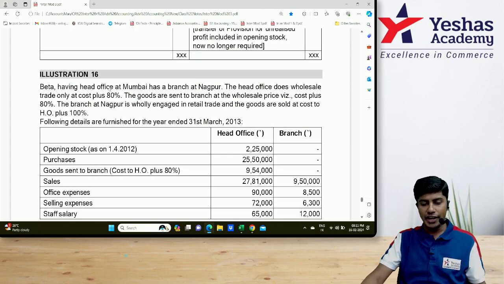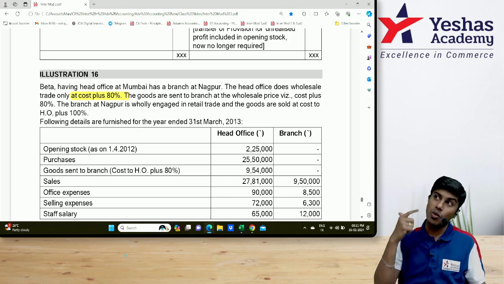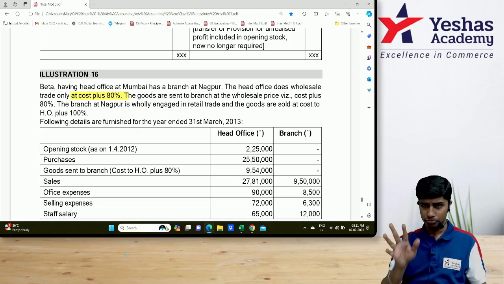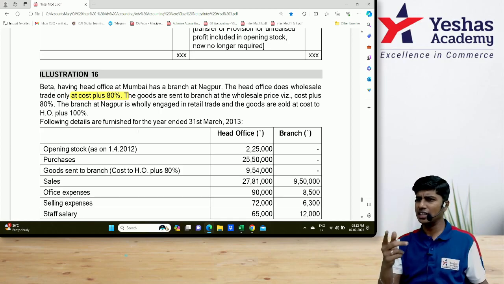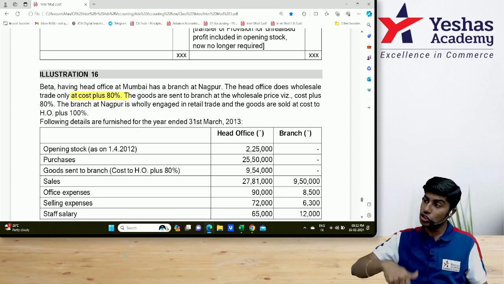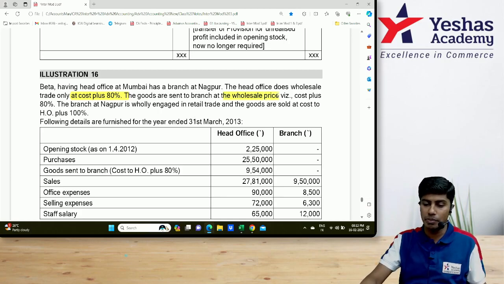Beta, having a head office at Mumbai, has a branch at Nagpur. The head office does wholesale trade only at cost plus 80%. So cost is 100, wholesale margin is 80, wholesale price is 180. This is similar to invoice price, but not invoice price. On the wholesale margin, a certain percentage will be retail margin, and that is the price at which sales are made by the branch to customers. The goods are sent to the branch at wholesale price.